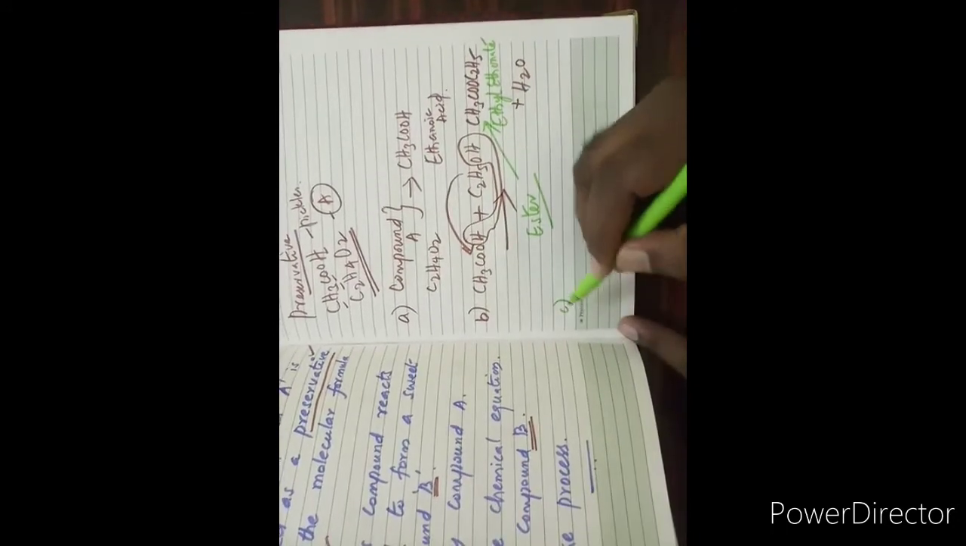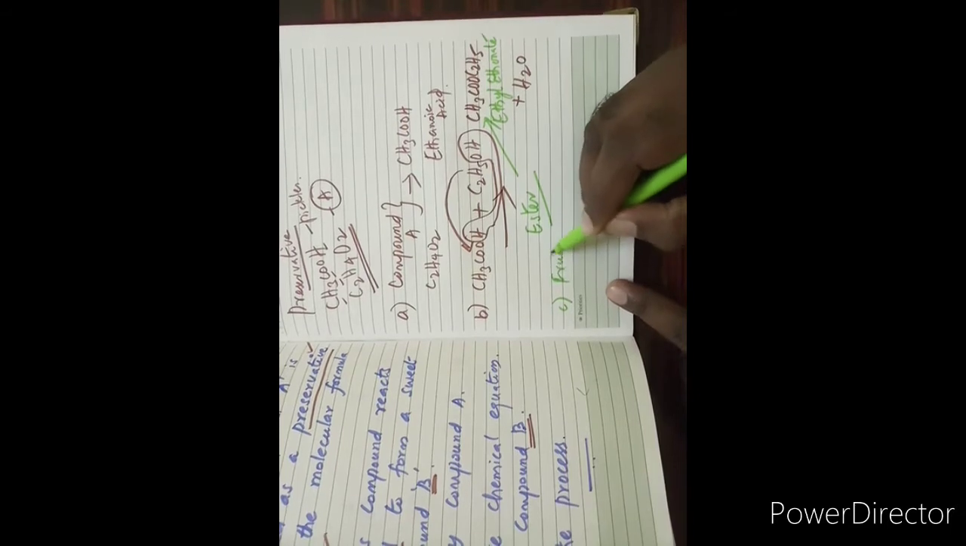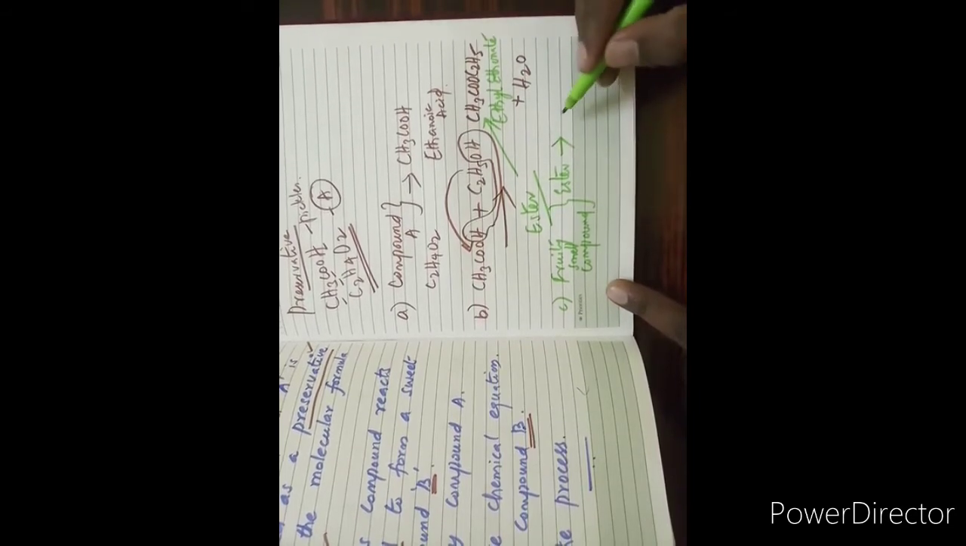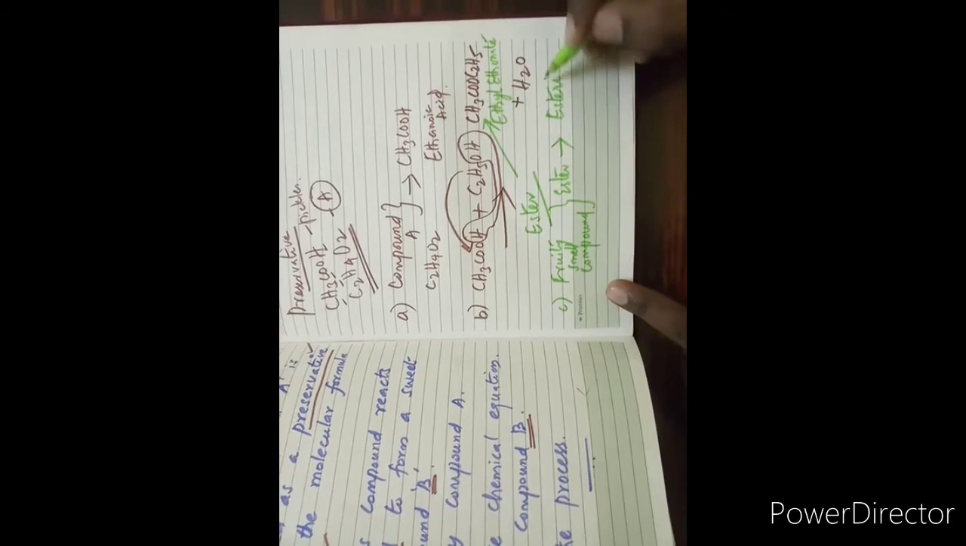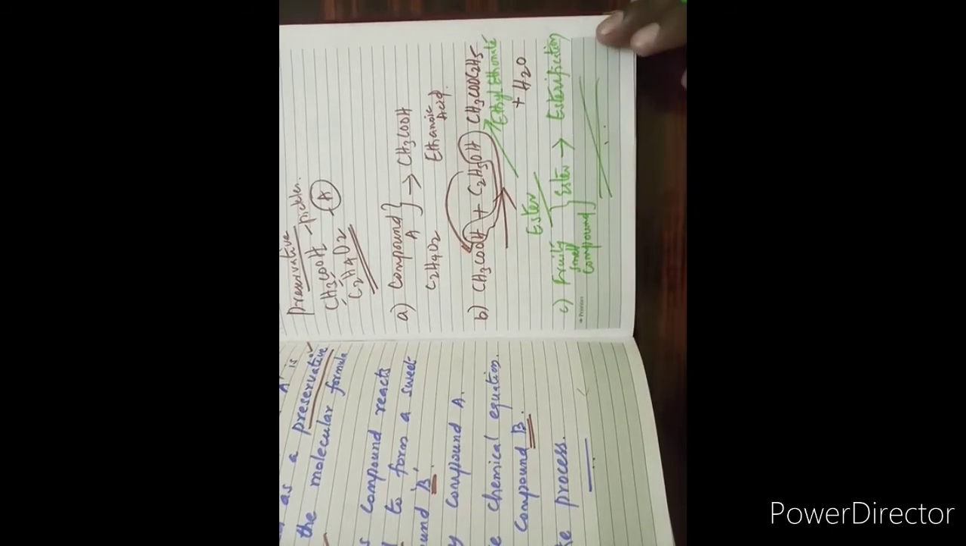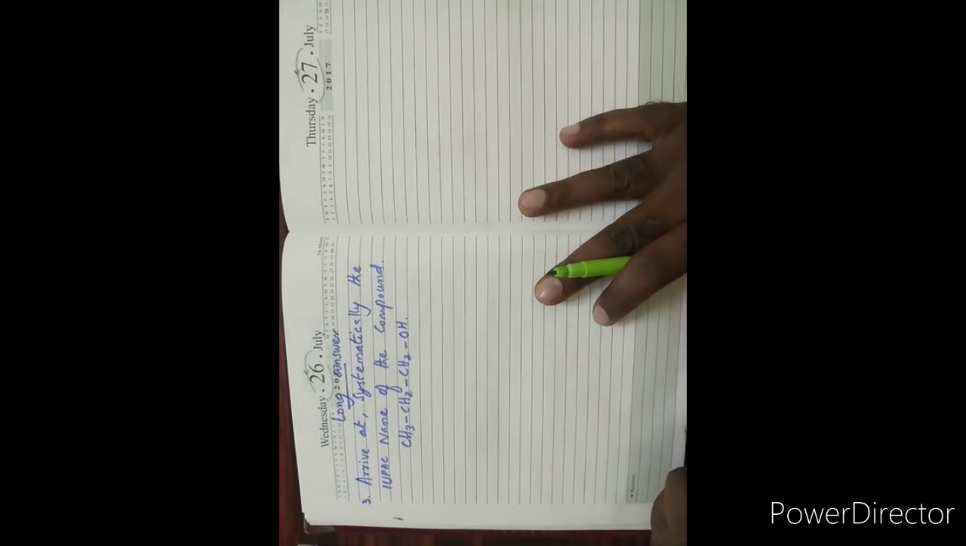So what is the answer for 3? What is the name of the process? As it forms a fruity smelling compound, its name is ester. So the process name is esterification. So I hope this is the answer for the second question. Let's go for the final one, one more long answer question.